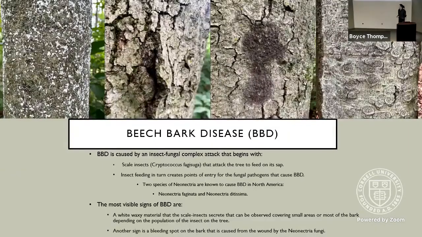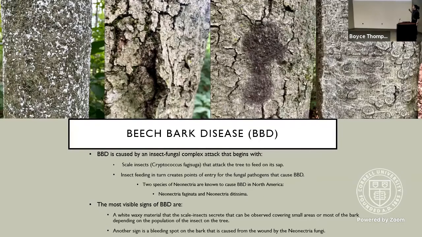So, beech bark disease. Beech bark disease is caused by an insect-fungal complex attack that begins with a scale insect, Cryptococcus fagisuga, that attacks the tree to feed on the sap. In turn, that insect feeding creates points of entry for the fungus, which is in the genus Neonectria, and there are 2 species known in North America.